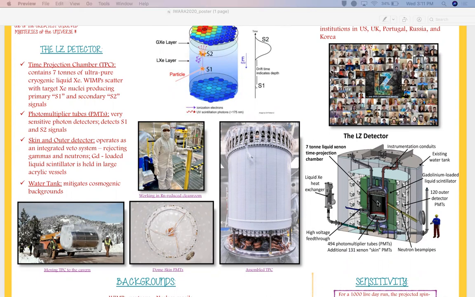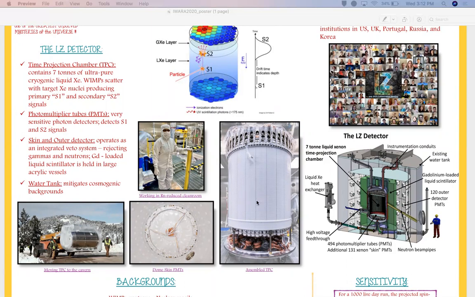Next, we have the PMTs, which are very sensitive photon detectors at the top and the bottom of the TPC. The skin and the outer detector surround the TPC and operate as an integrated veto system, rejecting gammas and neutrons. The whole setup is installed in a large water tank, which helps to mitigate cosmogenic backgrounds.